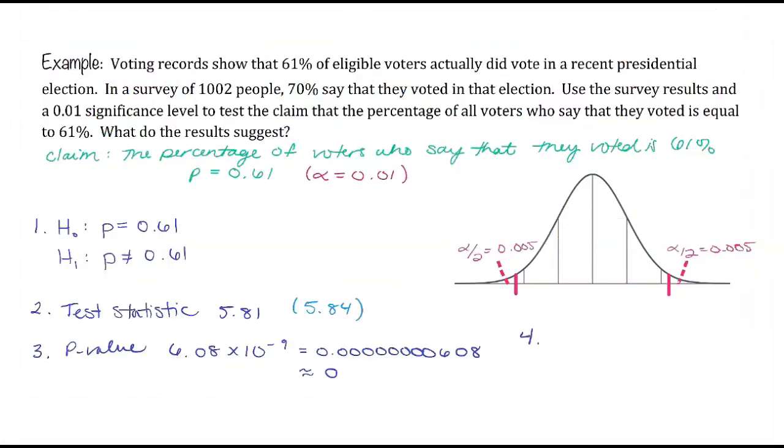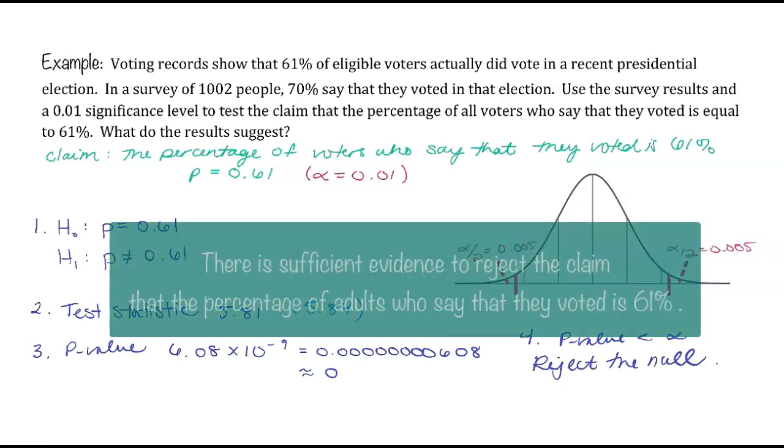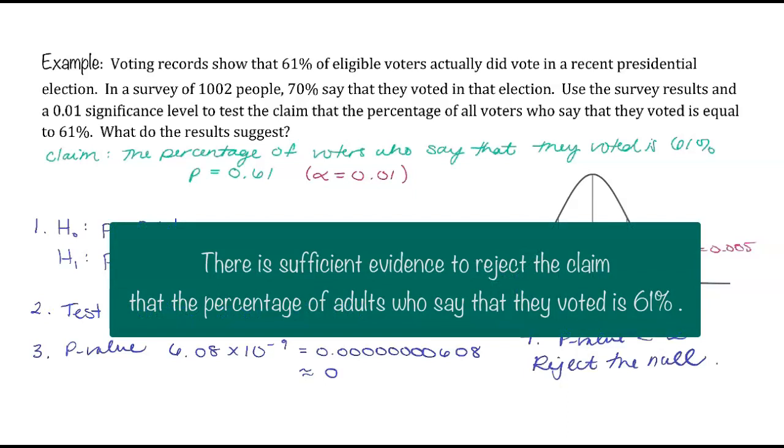Our final step is to determine and state the conclusion. Clearly, our p-value here is smaller than alpha, because rounding to 4 decimal places, it's 0, which is very much smaller than alpha. So our concluding statement would be to reject the null. But look closely. The null hypothesis was our claim. So in rejecting the null, we have effectively rejected the claim. So our concluding statement might read something like this. There is sufficient evidence to reject the claim that the percentage of voters who say that they voted is 61%.